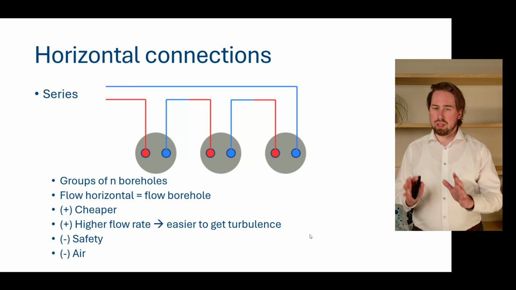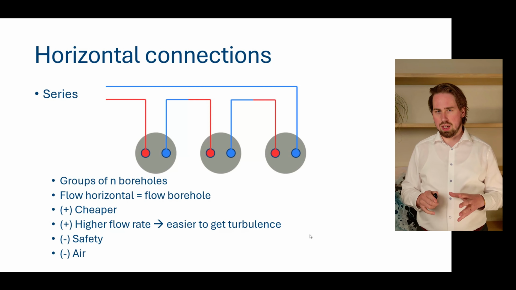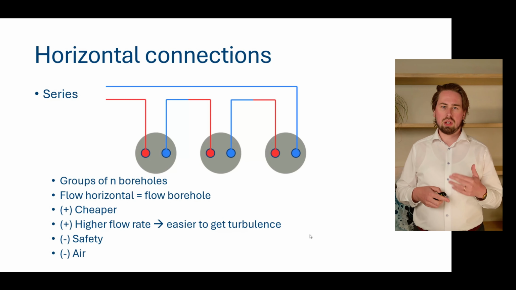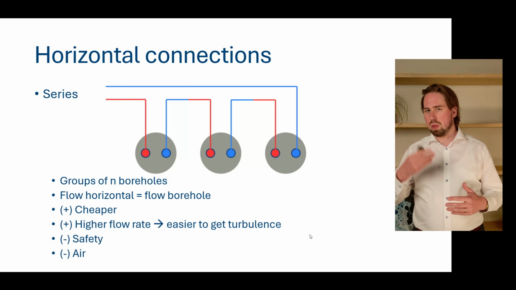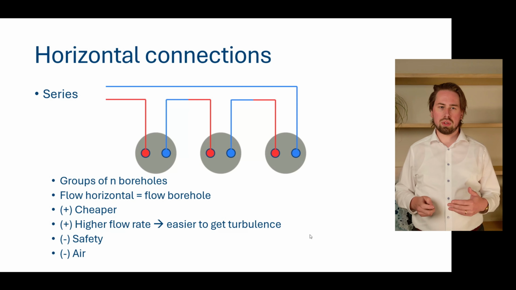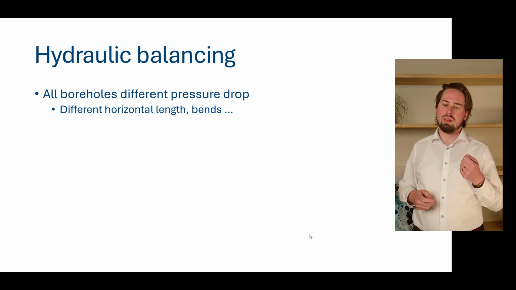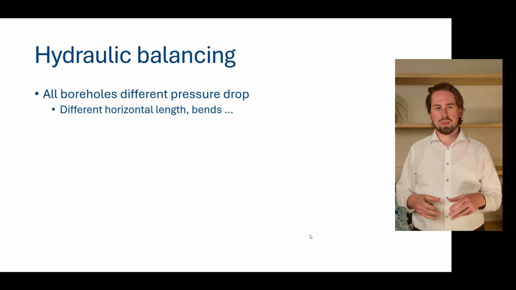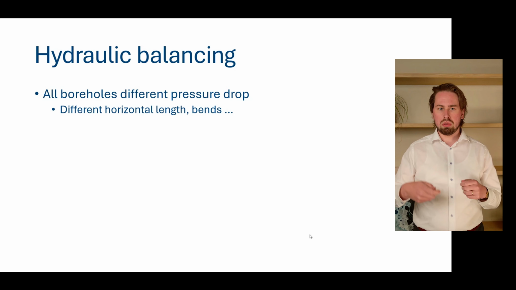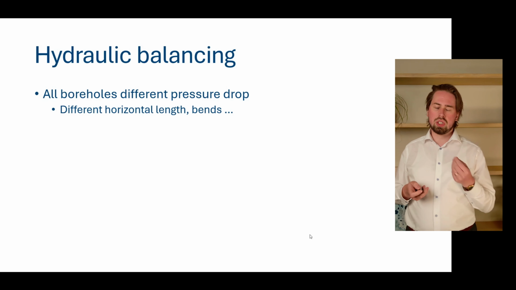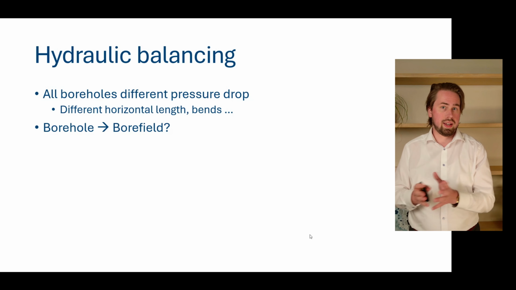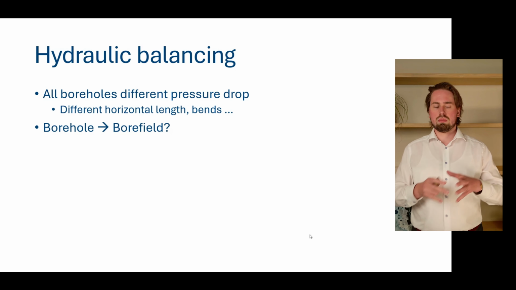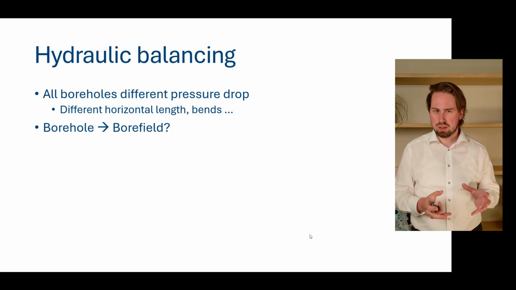Now, this was everything I wanted to say about the horizontal connections. So far we have talked quite a lot about the pressure drop for each of the boreholes, and we can calculate that. We have the length, we have the local losses and so forth. But these are the losses of the borehole. Every borehole has a different horizontal length, and there are different bends and so forth. The question is, how do we go from the pressure drop for each borehole, which you can calculate quite easily, to the pressure drop of the entire bore field?